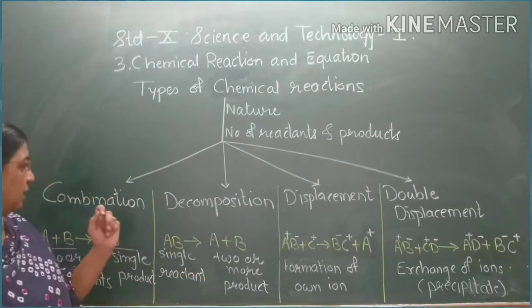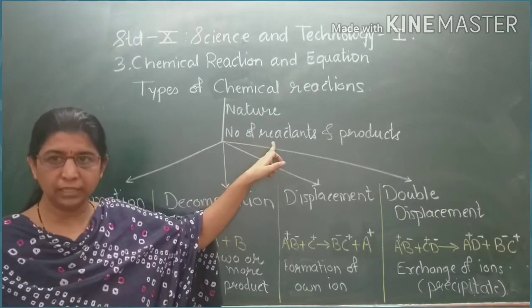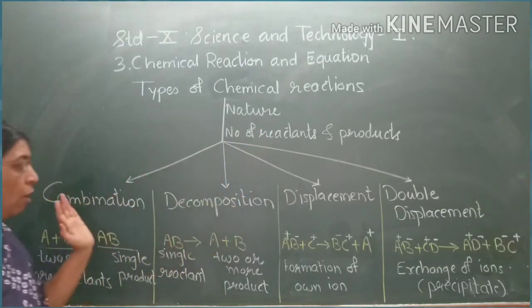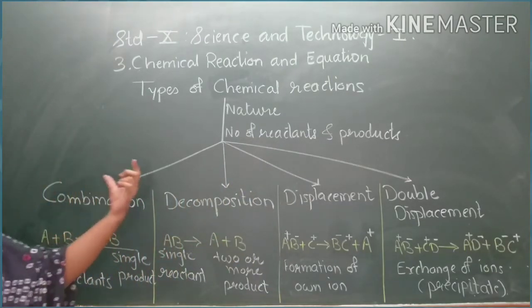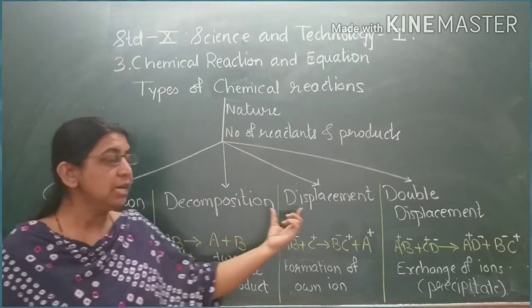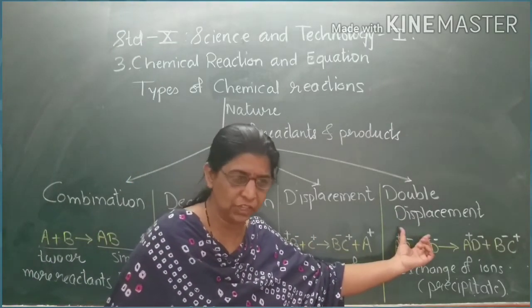Chemical reactions are classified in accordance with the nature of the reaction and the number of reactants and products formed into four different types. The types are combination reaction, decomposition reaction, displacement reaction and double displacement reaction.